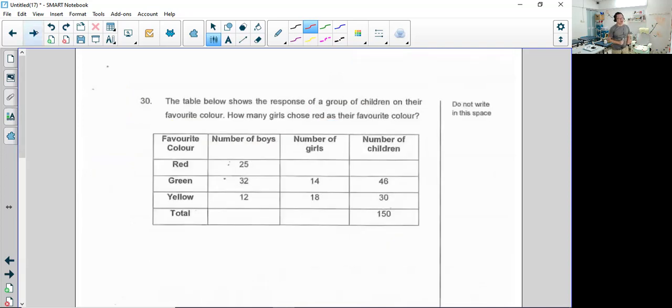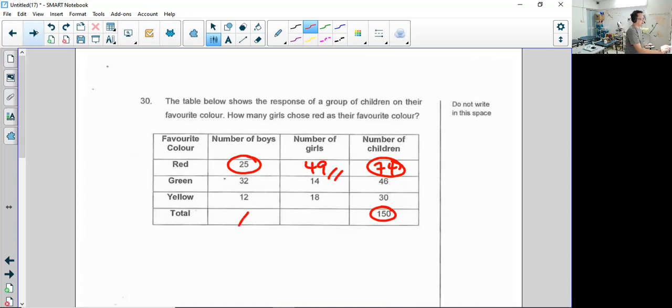This one, I think, is like a giveaway question because if you look at the table, there's a lot of bar graph, line graph, and this is a table. How many girls choose red as the favorite color? You take the total and minus 46 and minus 30 to get how many children choose red. So 150 minus 30 minus 46, you will have 74 children who choose red. Then you take the children who choose red minus the boys who choose red, so you minus 25 and you will get 49 girls who choose red.